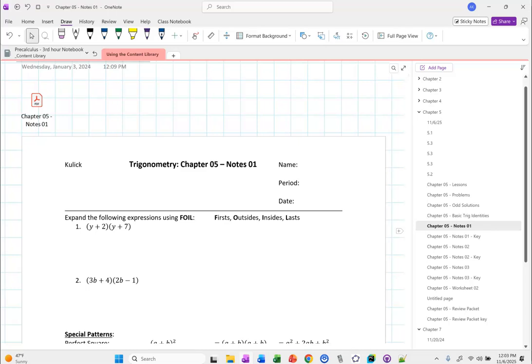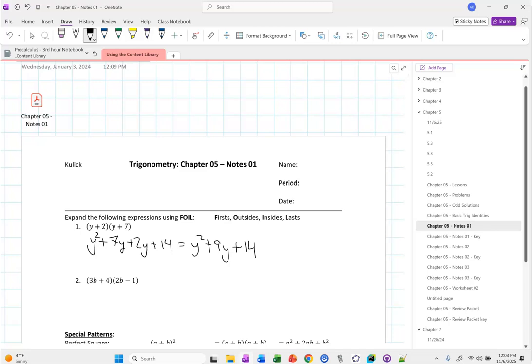So here it says expand the expressions using FOIL. Remember, FOIL stands for first, outer, inner, last. So if I have y plus 2 times y plus 7, what are we going to get when we multiply the firsts together? Y squared. And then, when we do outers, 7y, 2y, plus 14. Y squared, 9y plus 14. So y squared plus 9y plus 14.